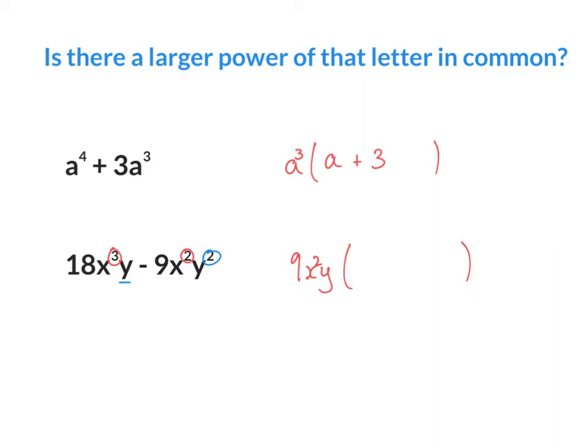Now, what do we multiply this by to get the first term? Well, 9 times 2 gives me 18. x squared times x gives me x cubed, and the y term is sorted. So I want to put in here 2x. To get the second term, I need to multiply by minus 1 so that I get minus 9. The x squared term is sorted, but I need to multiply y by y to get y squared.